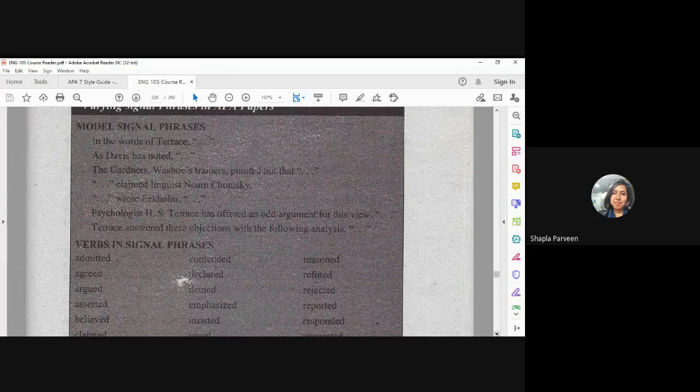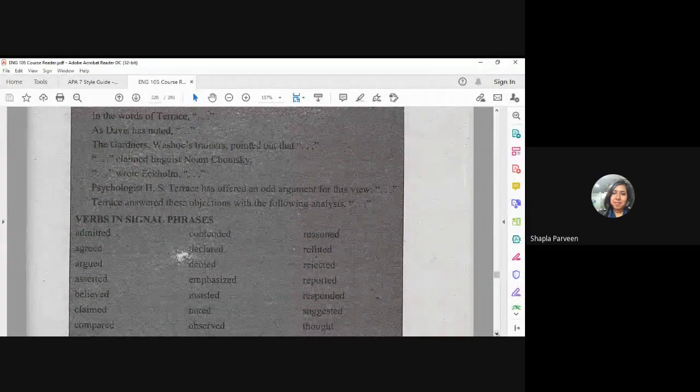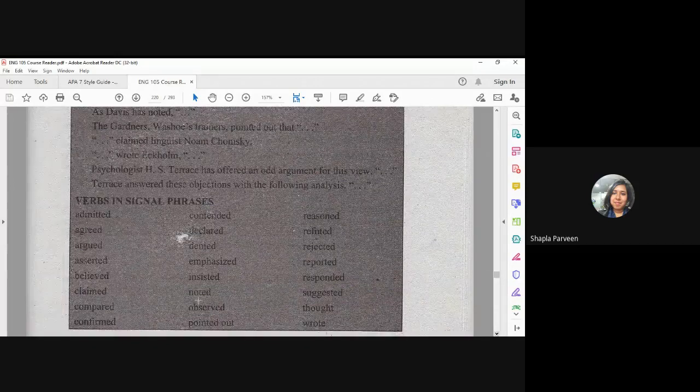Okay, so more examples of signal phrases that you can use. And of course, when you write, there should be variety in your word choices. So, some verbs in signal phrases you can use. As I said, the example given there was, what was it? Davies observed that. You can also write Davies noted that, agreed that, admitted, argued, asserted, believed, claimed, compared.